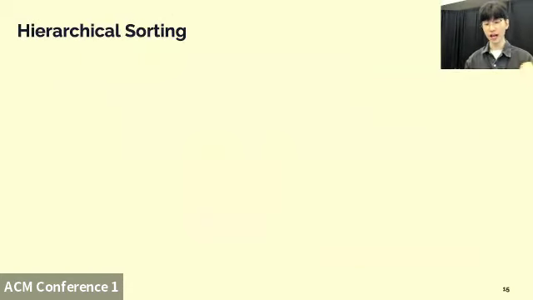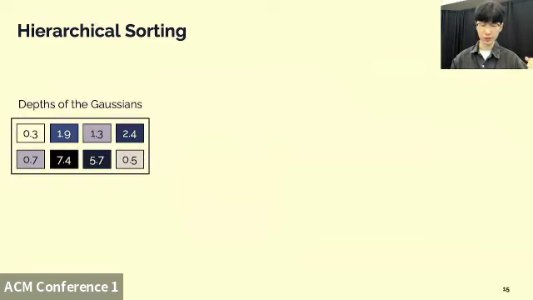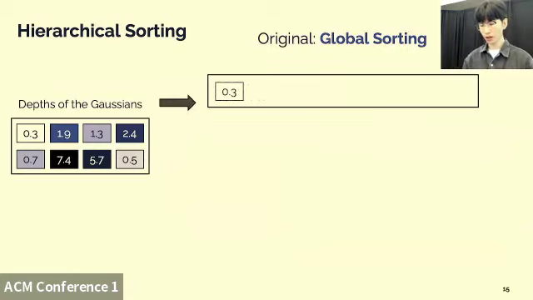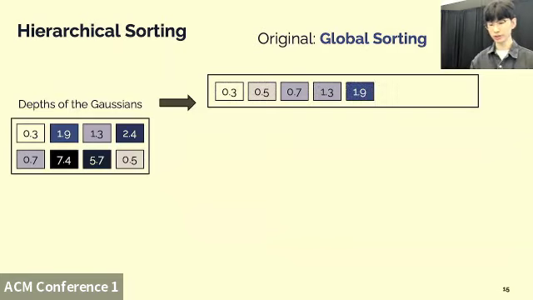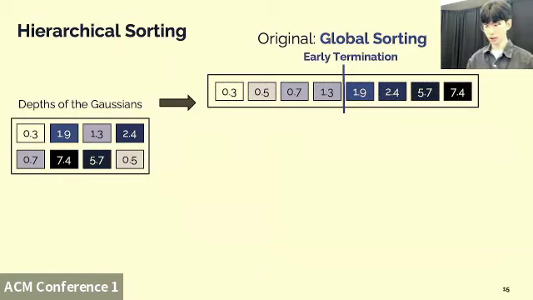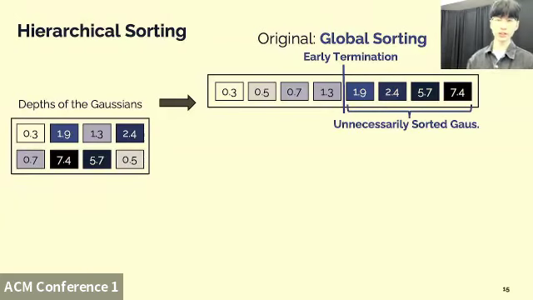Finally, we solve the last problem of the original implementation. We propose hierarchical sorting. After we compute the depth values of the Gaussians, as shown in the boxes, the original implementation sorts the entire splat before the rasterization. However, if only half of the Gaussians are used and the rendering is terminated, it turns out that the rest of the Gaussians are unnecessarily sorted.